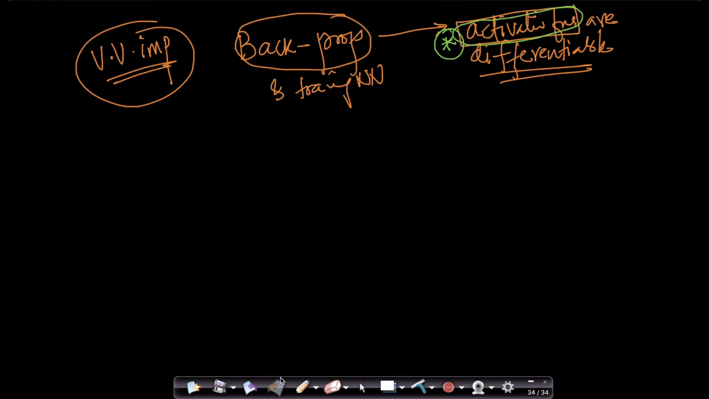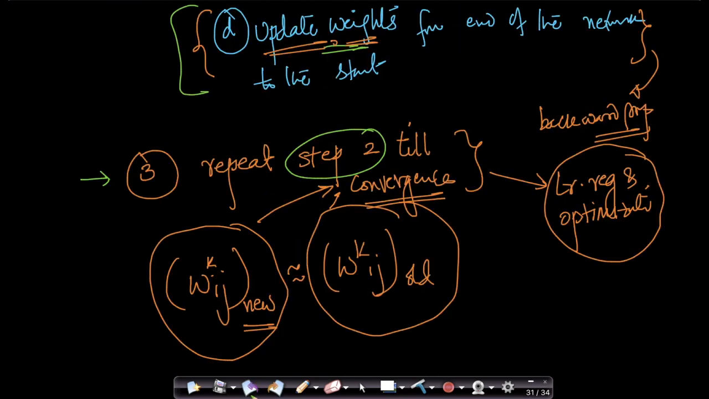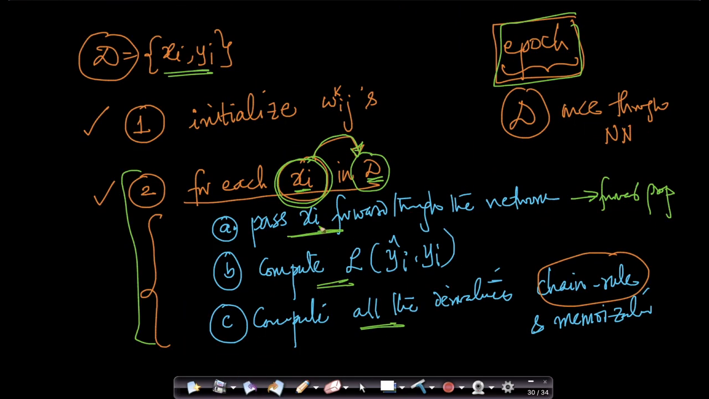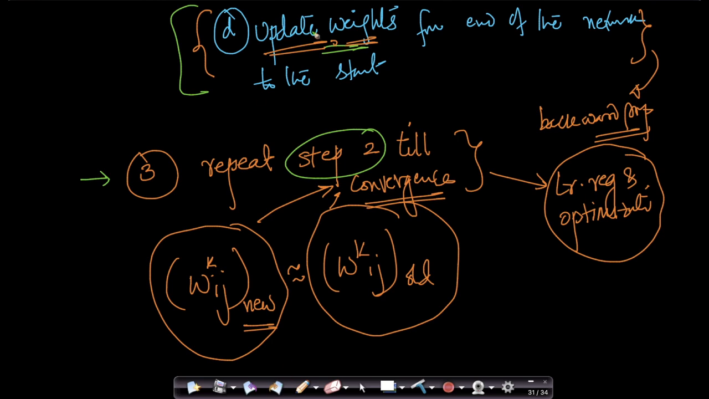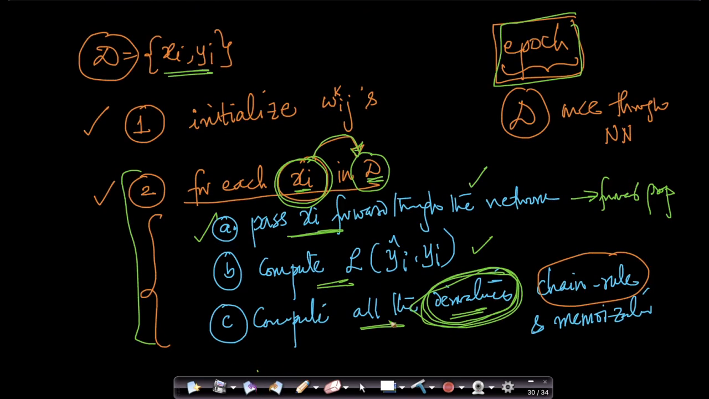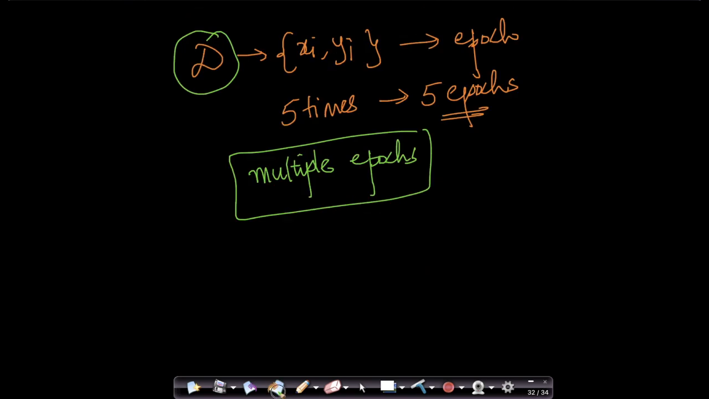And remember, differentiation is the most compute intensive thing that we're doing in this whole thing, right? Passing xi forward through the network is easy. Computing the loss is easy. The hardest part or the most time taking part is computing the derivatives. And hence, updating weights and all is also fairly straightforward. The computationally most intensive part is computing the derivatives.